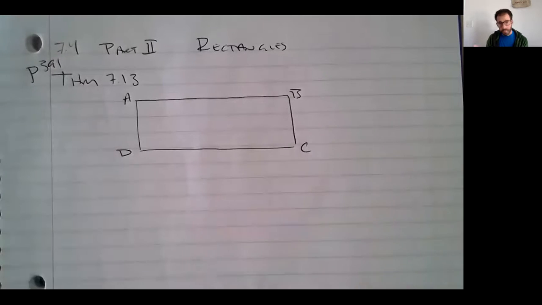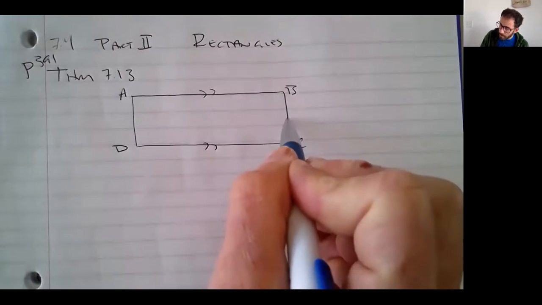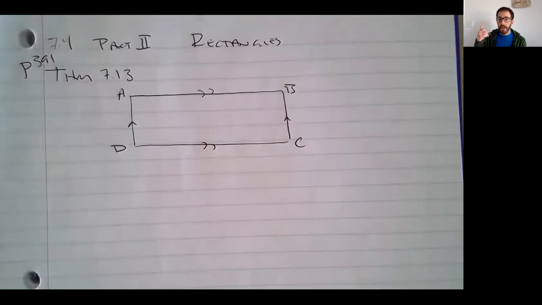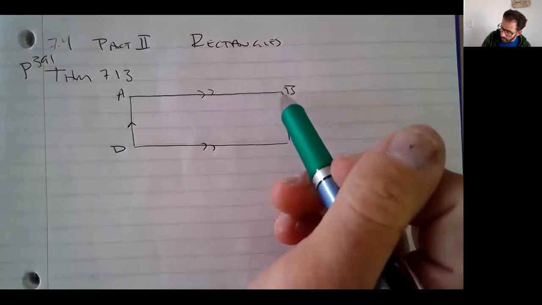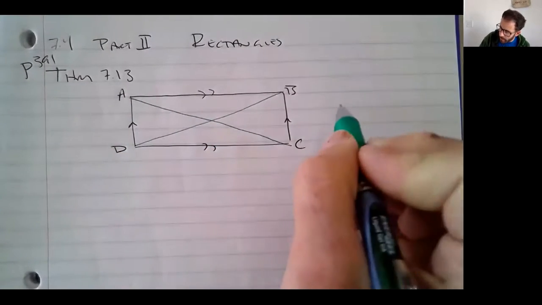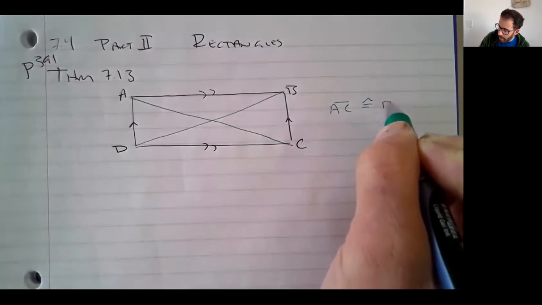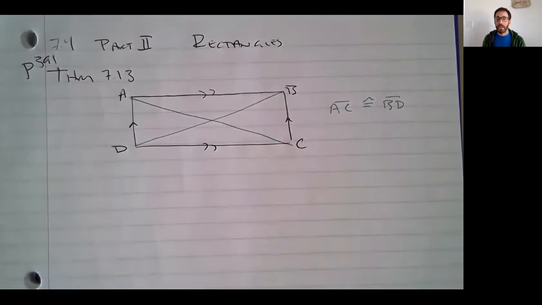Okay, so theorem 7.13, this could be a rectangle, who knows? So a parallelogram, all right, so we know it's a parallelogram, right? Opposite sides are parallel, is a rectangle if and only if, okay, so we already know some stuff about the sides and the angles, if and only if the diagonals are congruent. So make sure you write that down, that we know that AC has to be congruent to BD for this to be a rectangle.